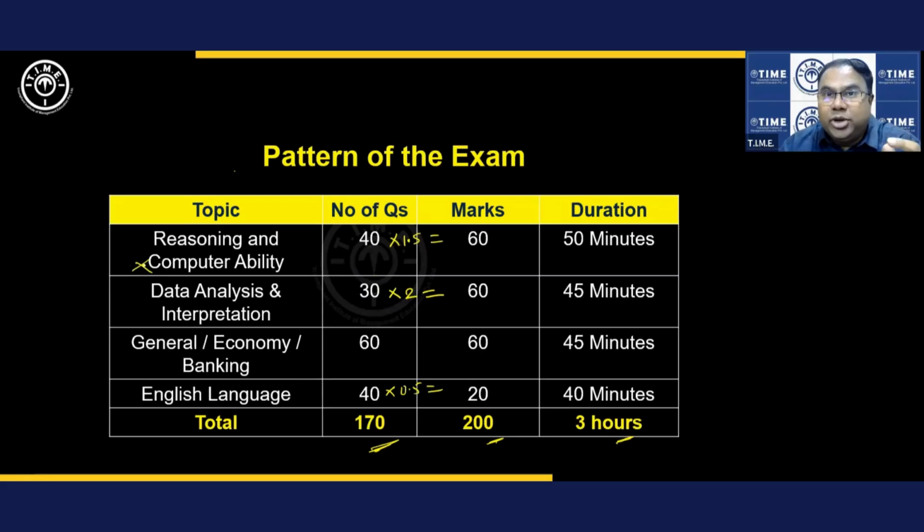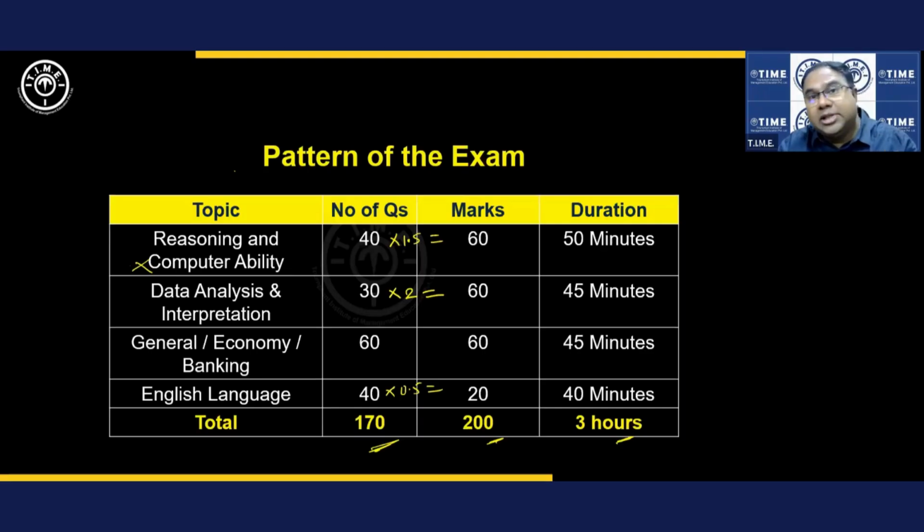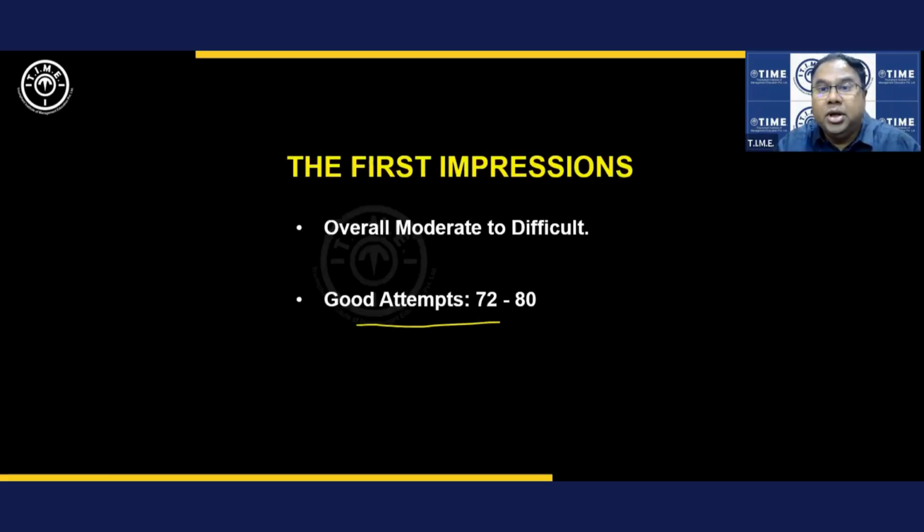Now, let us look at the overall paper, plus we will also look at the analysis of each section separately. When you look at overall, it is a moderate to difficult paper. 72 to 80 can be considered as a good number of attempts in this examination. The exam consists of objective, the pattern which we have discussed now, and also descriptive. At the end, I will show you the descriptive test pattern also.